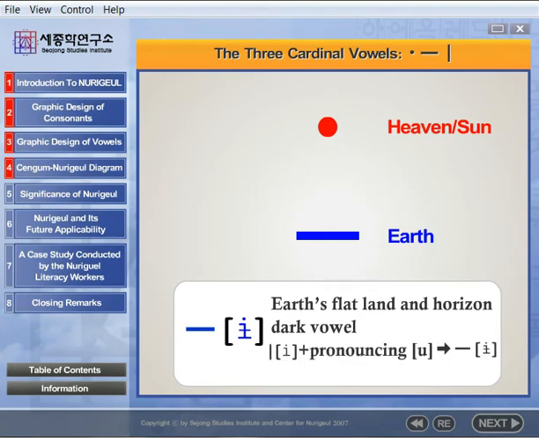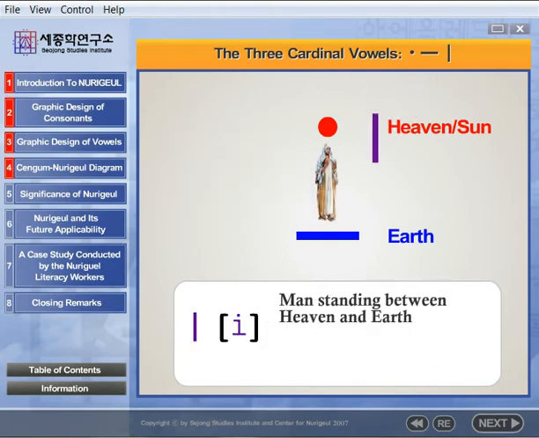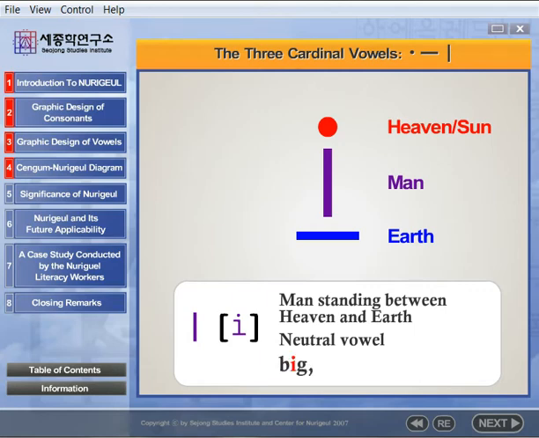The sound is formed by slight vertical opening and wide horizontal opening of the mouth. When you pronounce E, lips are spread, with the mouth shape of E. Pronouncing U will make the sound. The third is a depiction of man standing between heaven and earth. It is a neutral vowel. The sound is as in big, sing, king, or tea.